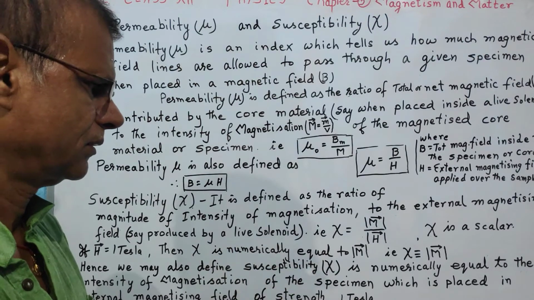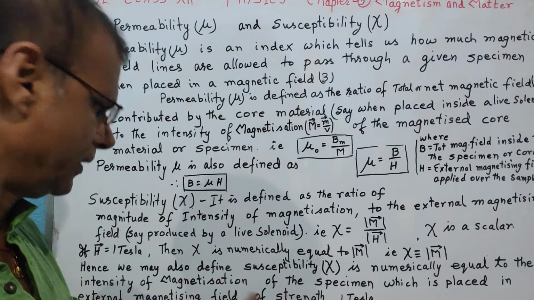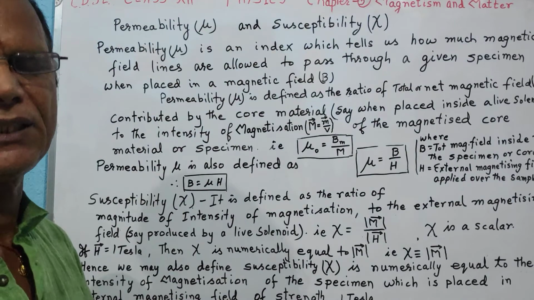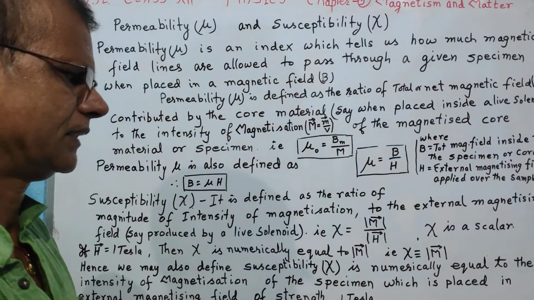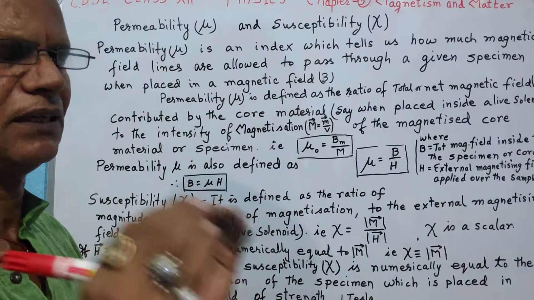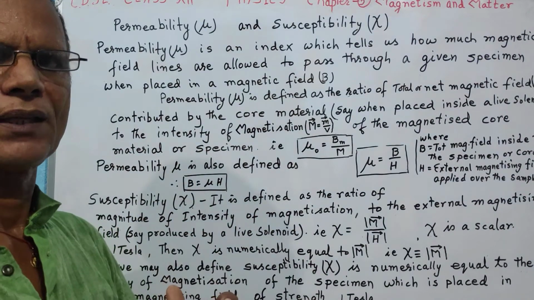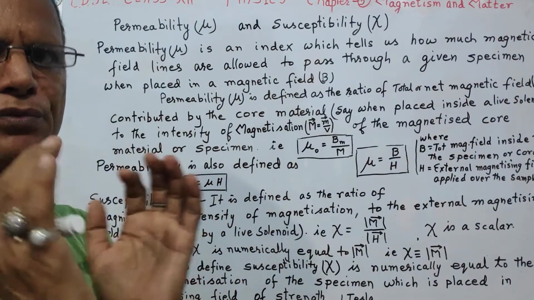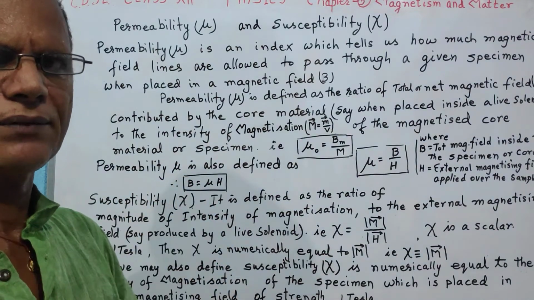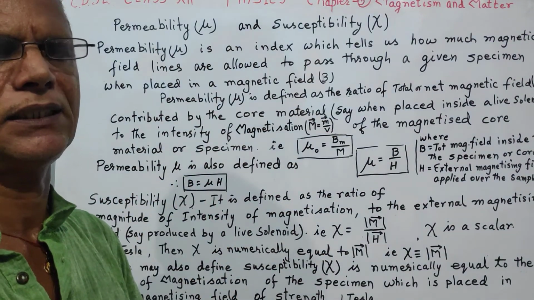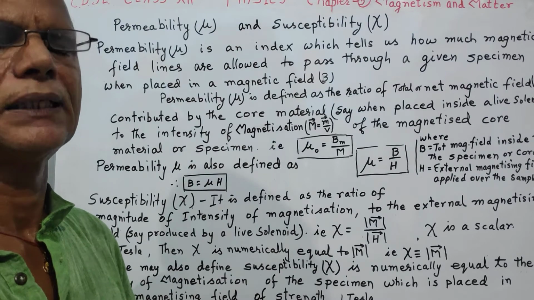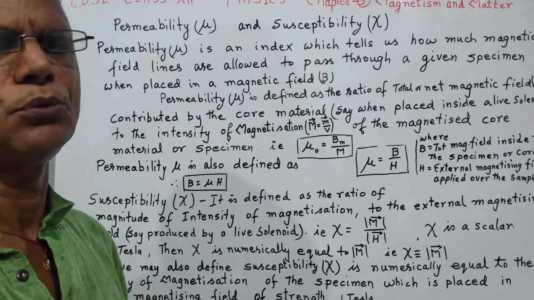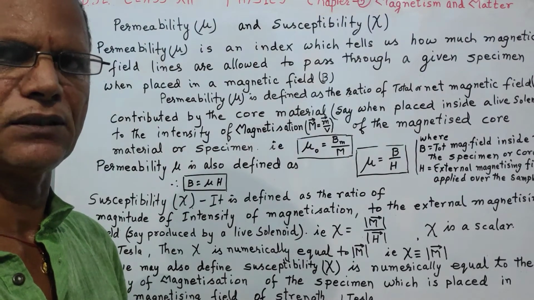which is placed in an external magnetizing field of strength 1 Tesla. If a core material, if a sample is placed in some external magnetizing field of 1 Tesla, then whatever intensity of magnetization is produced in the core material, that is numerically equal to the susceptibility of the material.